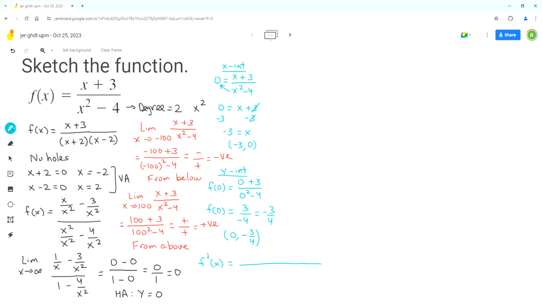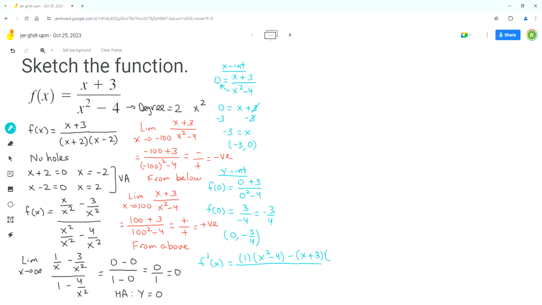So as per the quotient rule, we start with the derivative of the numerator. So the derivative of x plus 3 is 1 plus 0, or just 1, times the denominator, minus the numerator expression times the derivative of the denominator. The denominator is x squared minus 4.